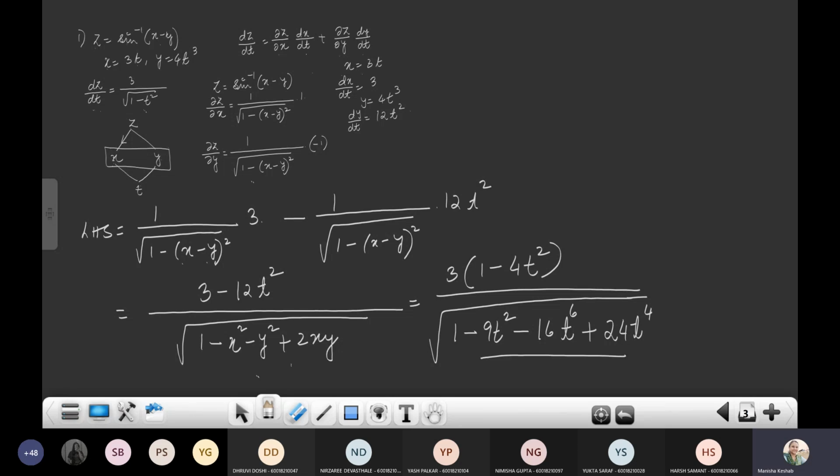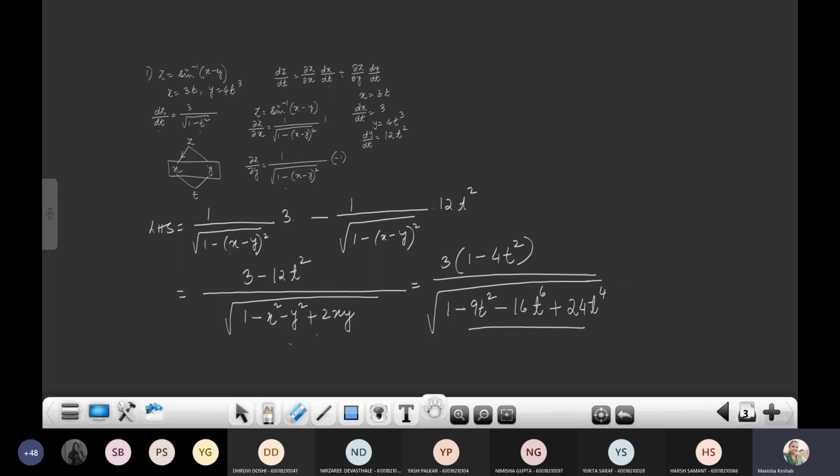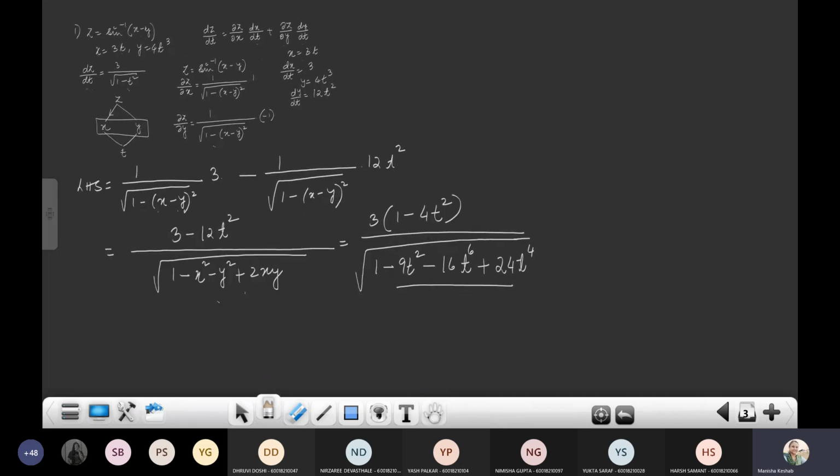Now this part we need to factorize, and we'll have to find what factors we will get. Now here one thing, because we have to prove here that dz dt is equal to 3 by root of 1 minus t square, and here you have 1 minus 4t square in the numerator, so that means you can manipulate that 1 minus 4t square must be a factor of this, otherwise you have to factorize this.